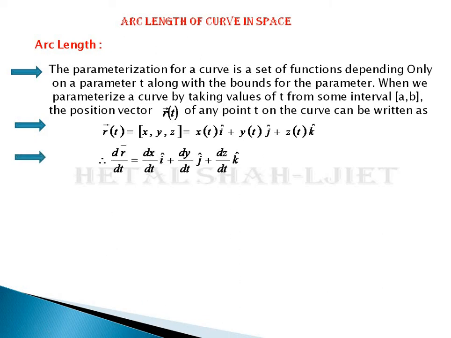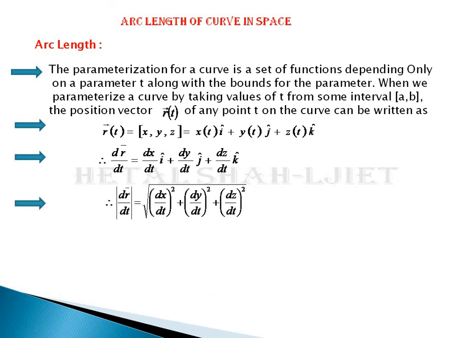So these are the steps. How do we find the arc length? This is our position vector. First we have to find the derivative of our position vector with respect to t, that is dx by dt i cap plus dy by dt j cap plus dz by dt k cap. Now the next step is to find the modulus of this derivative. As per the rule, the modulus is the square root of dx by dt whole square plus dy by dt whole square plus dz by dt whole square.